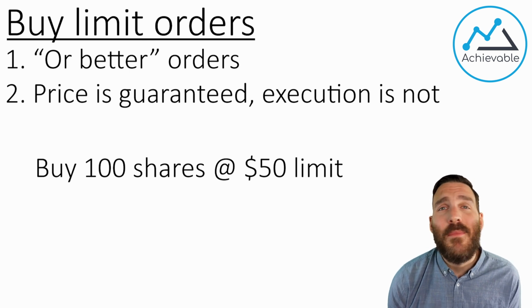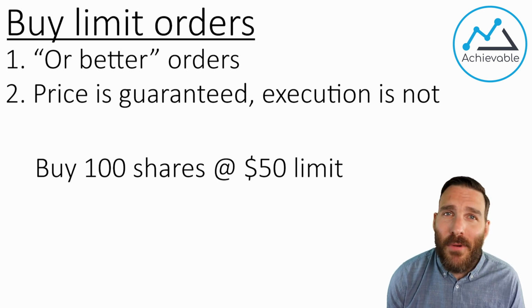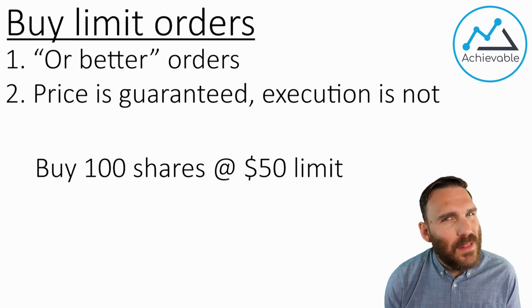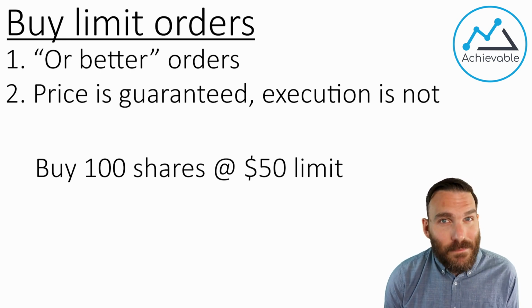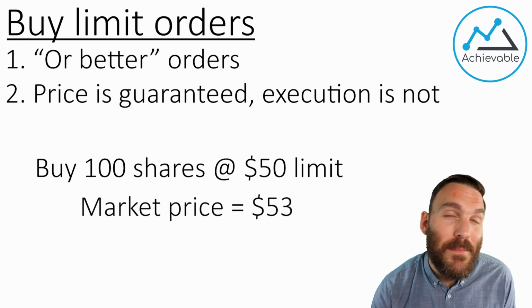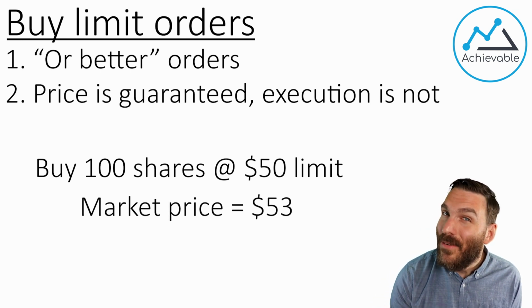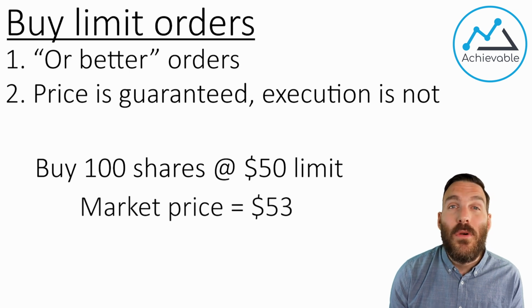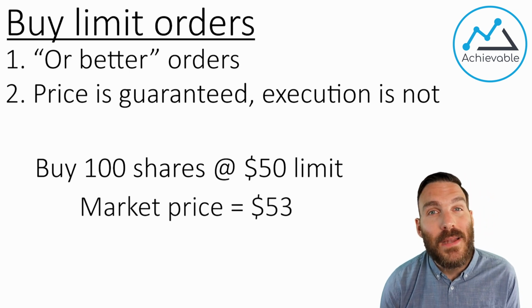Investors most of the time use limit orders to get a better price than what's currently available. It's almost like they're being a little greedy, right? In our example, the investor could have bought stock at 53, but if we place a buy limit at 50, we're trying to get it for a little bit cheaper. That could work in our favor, or we could miss an opportunity.